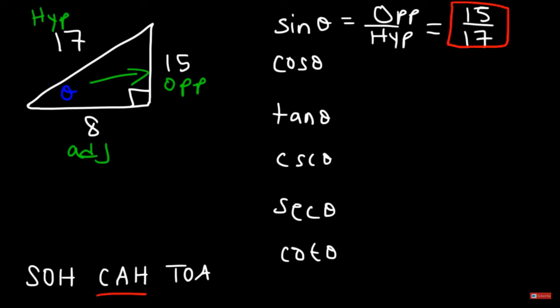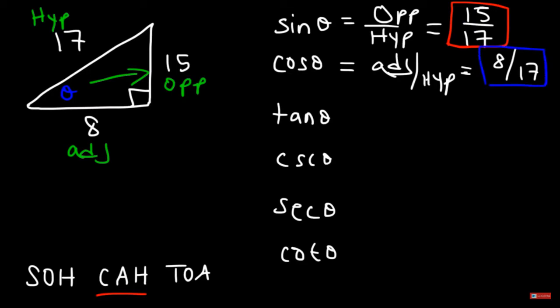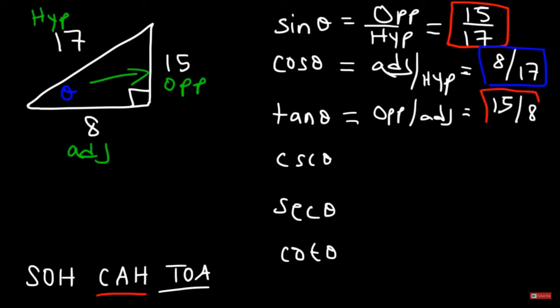Now cosine theta is going to be equal to the adjacent side divided by the hypotenuse. So the adjacent side is 8, the hypotenuse is 17. So cosine theta is 8 over 17. Tangent, based on Toa, is going to be opposite over adjacent. So opposite is 15, adjacent is 8. Therefore tangent is going to be 15 divided by 8.